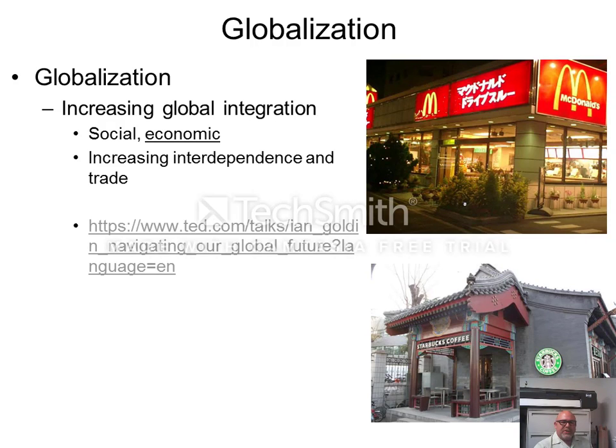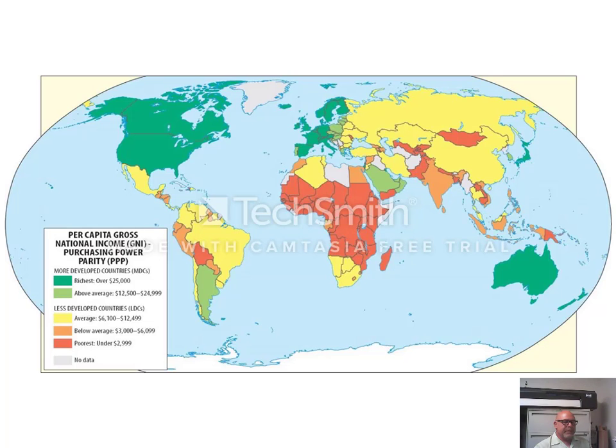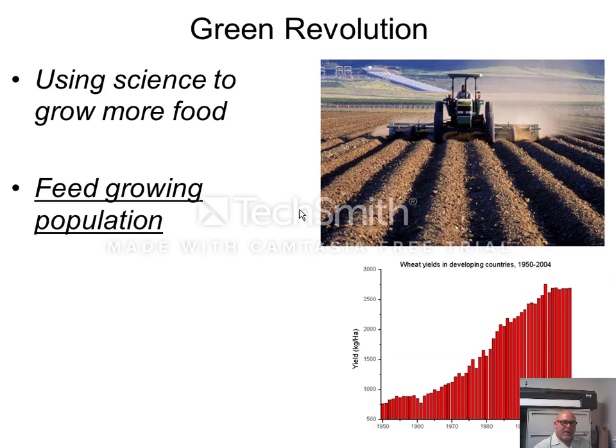The Industrial Revolution also resulted in what we call globalization, or increased global interaction, both social and economic. Global trade has led to the creation of great wealth, but has also resulted in greater disparity between the wealthy and the poorer countries. In order to feed this growing population, greater technology is currently being used to grow more food. The use of science to increase the food supply is what we call the Green Revolution.